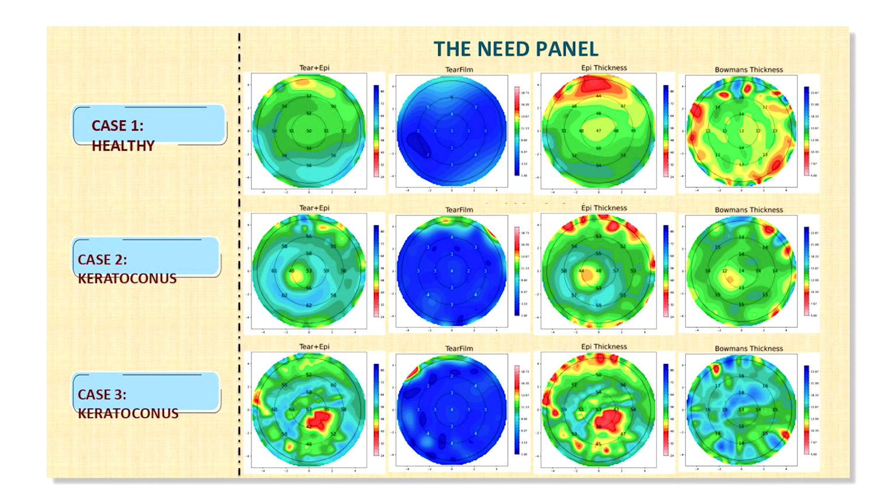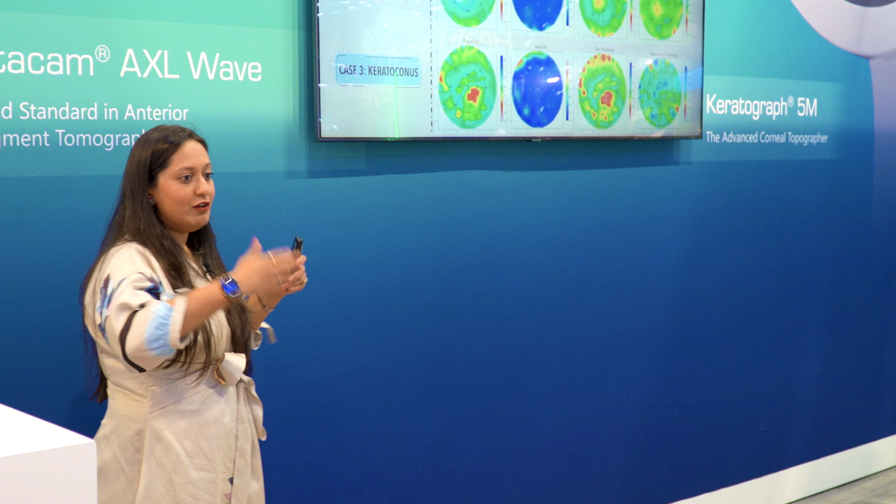So nowadays, whatever epithelium thickness you get in any commercial machine is the tear film plus the epithelium thickness. If the tear film is irregular, you will not get the right epithelium thickness. So you will get a thickness where it's tear film plus epithelium, only the tear film, only the epithelium thickness, and only the Bowman's thickness. So it will be a 4-phase thing of what thickness all you can get.